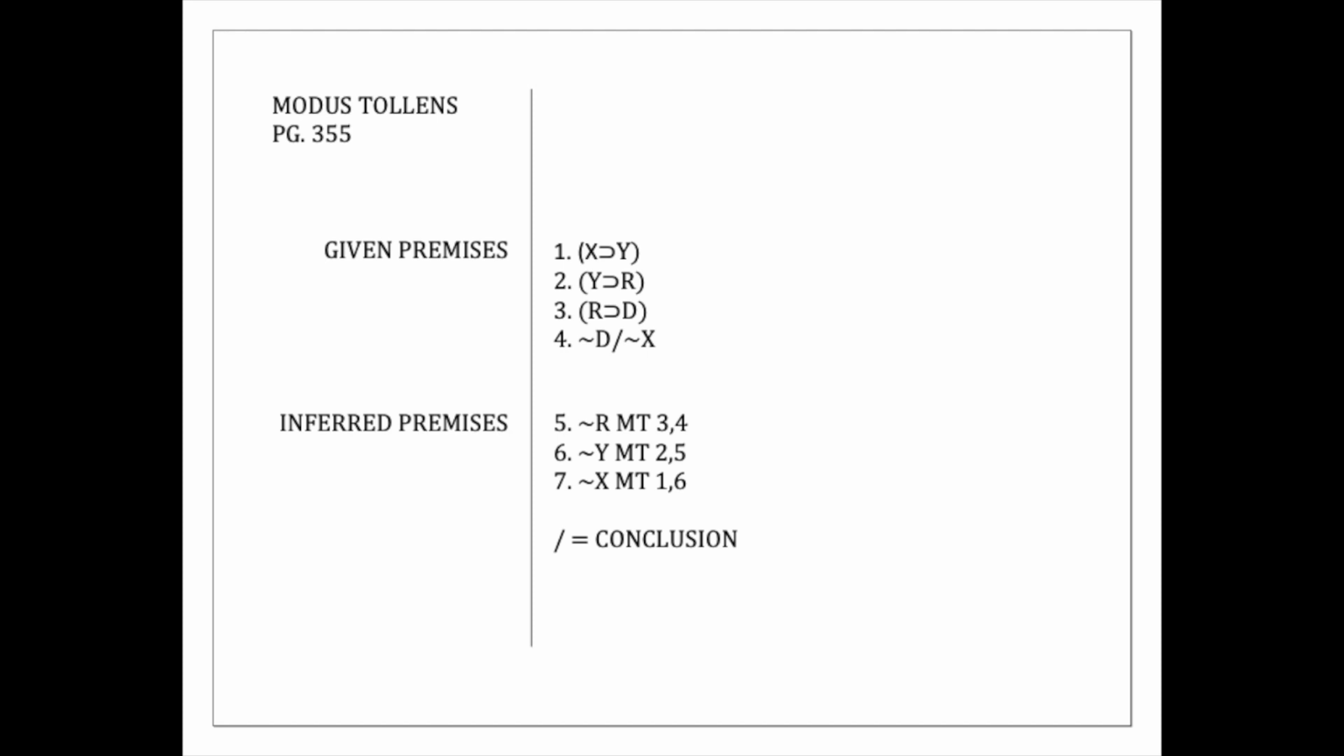Premise 2 says, if y, then r. Premise 5 says, not r. Therefore, not y. This is another instance of the modus tollens rule.